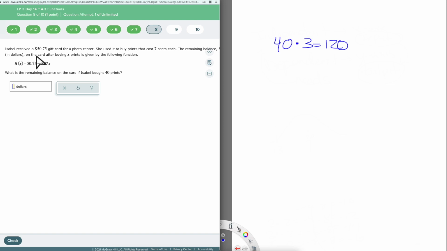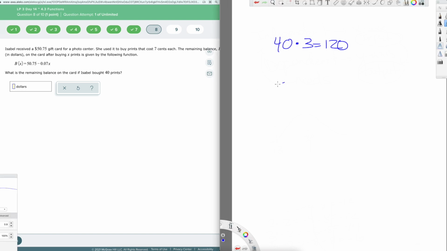$50.75, that's how much was on the gift card. 7 cents here, that's how much it costs her per photo. And X is the number of prints. So 7 cents per photo. And then it asks us what's the remaining balance after 40 prints. Well, if she started with $50.75, we need to subtract 7 cents per photo, for 40 photos. That's what they're asking us to do.